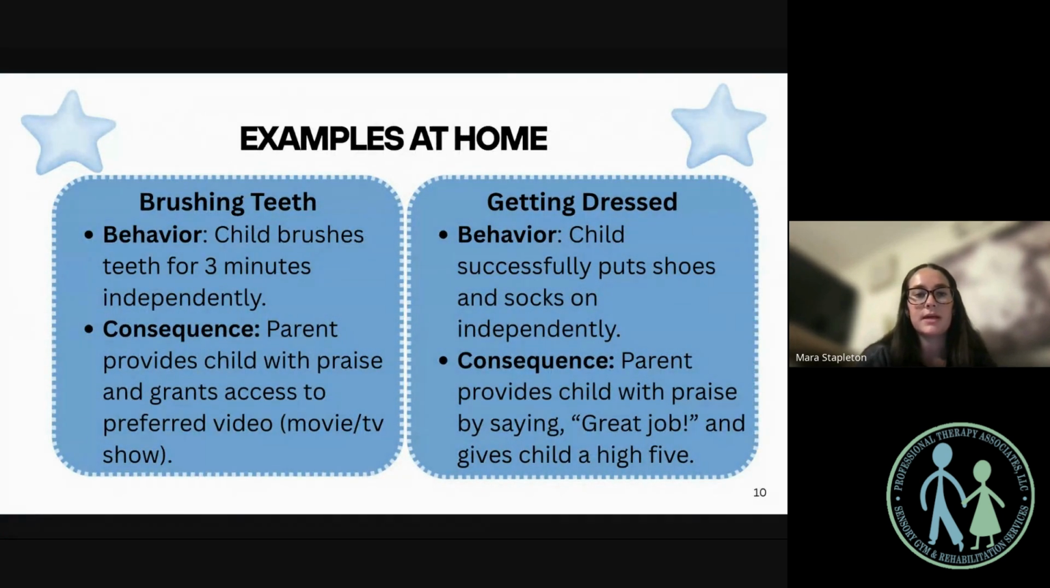So here are some examples at home. For brushing teeth, the behavior: a child brushes teeth for 3 minutes independently. A consequence would be the parent provides the child with praise and grants access to a preferred video, such as a movie or a TV show. And next, getting dressed, the behavior is the child successfully puts socks and shoes on independently. And the consequence, the parent provides the child with praise by saying, "Great job," and gives the child a high five.